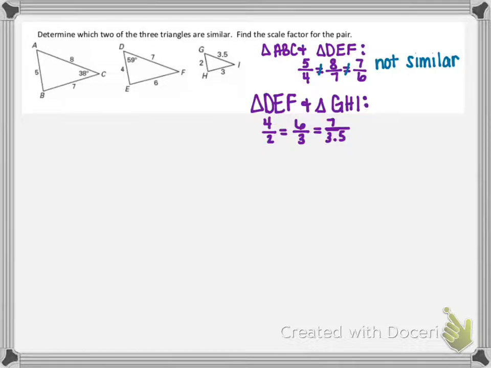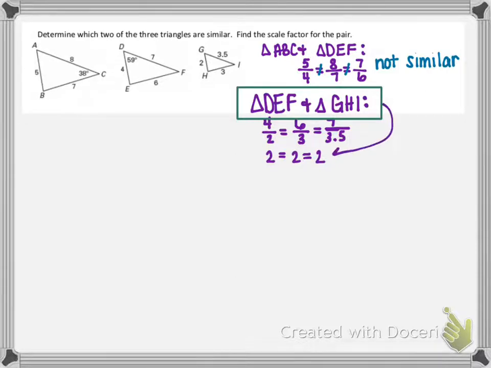So then we'll go through and simplify that. 4 over 2 simplifies to be 2. 6 over 3 simplifies to be 2. 7 over 3.5 simplifies to be 2. So since all those ratios are the same, that means that triangle DEF and triangle GHI are the similar triangles. And this right here, what they all simplified to be, is their scale factor.